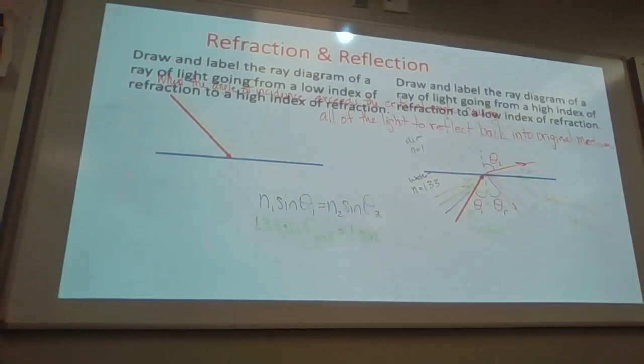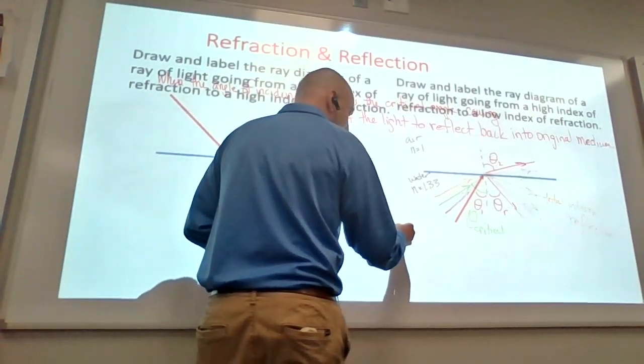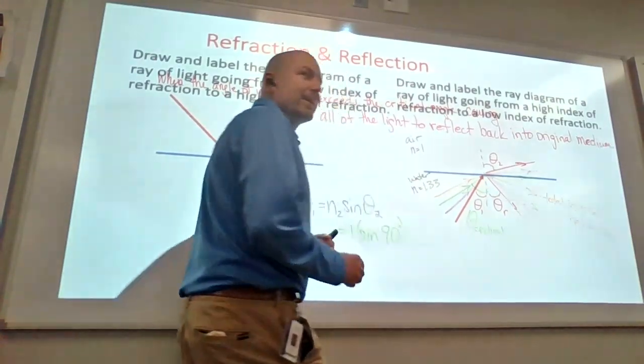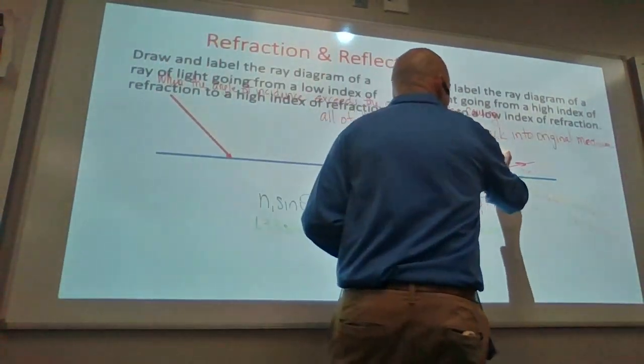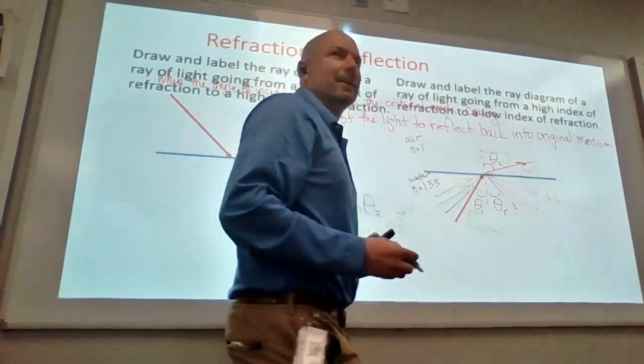I will give you a big hint. What do we always measure the angle of the ray of light from? What do we always measure the ray of light from? The dotted normal line. So theta 2 is 90 degrees. Pre-cal folks, what is the sine of 90? Life just got a little easier.